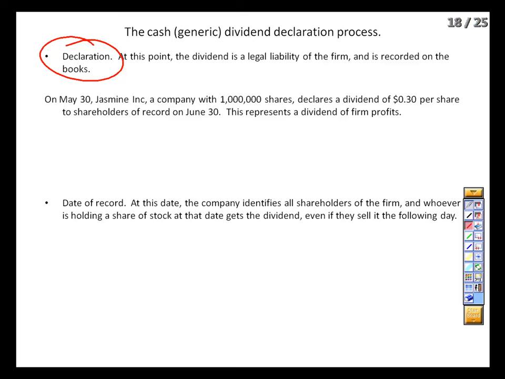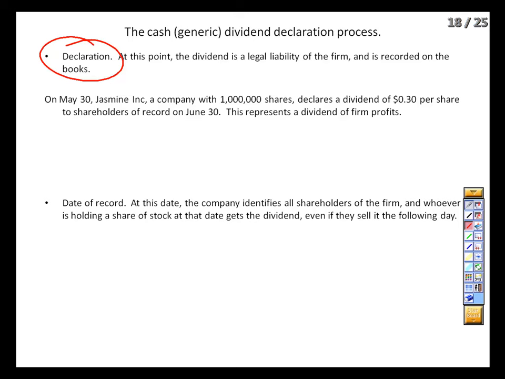Anyway, Jasmine decides to declare a dividend of 30 cents per share on its million outstanding shares. We make this distinction that this is a distribution of firm profits, so we know it's going to come out of retained earnings. There is also such thing as a liquidating dividend, and those dividends will come out of APIC. That would also come from the board of directors.